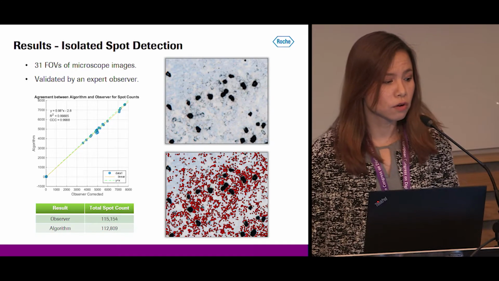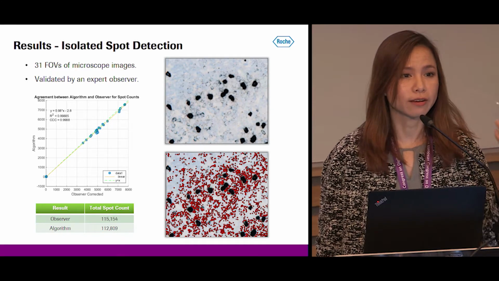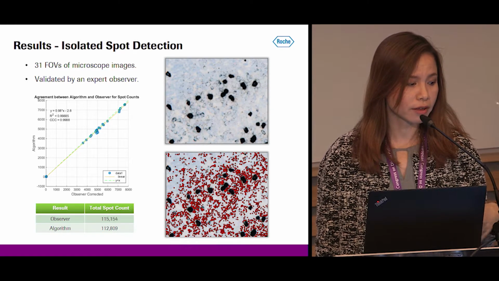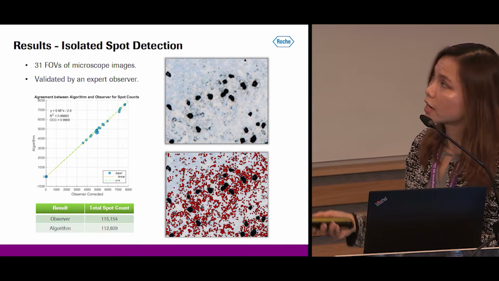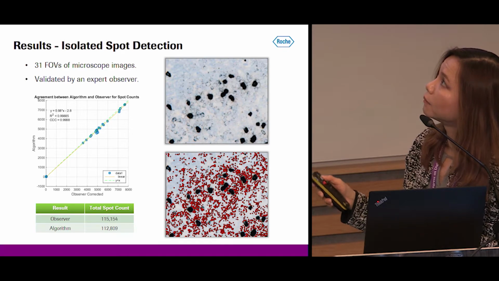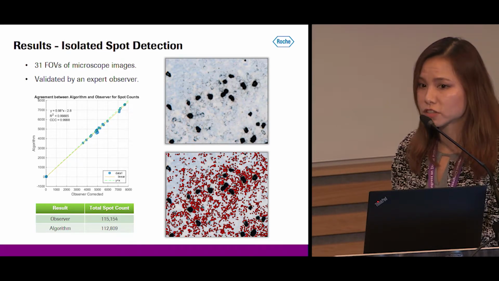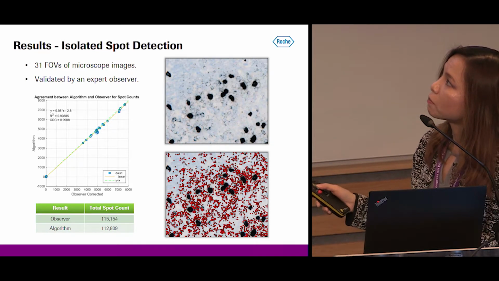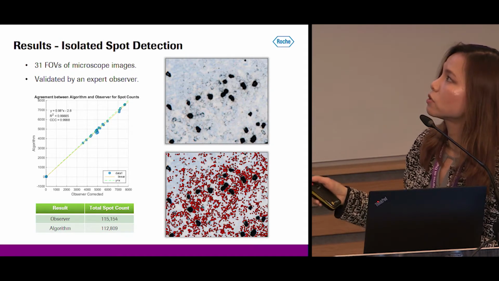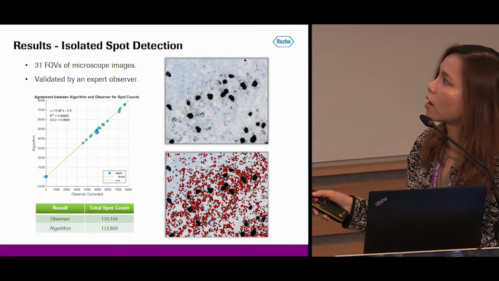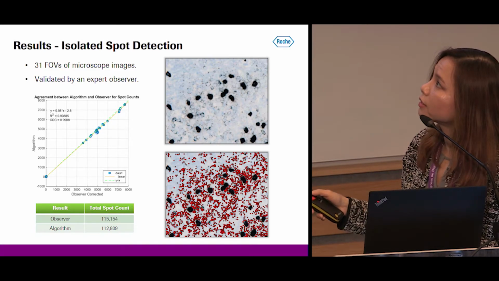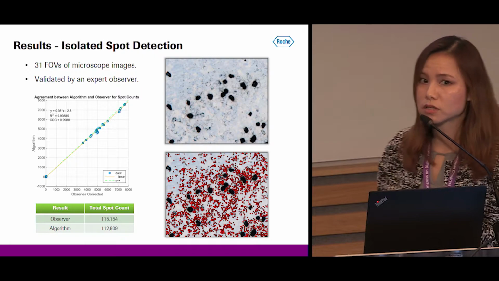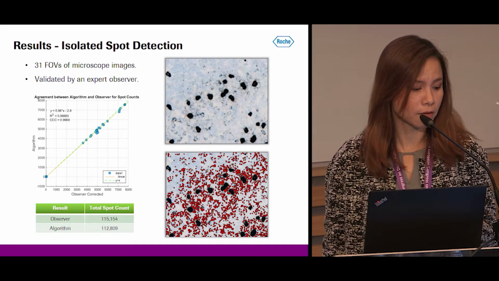And then we also verify the accuracy of our algorithm. We use the 31 FOVs obtained from the 31 slides, having an expert observer verify by comparing the total number of counts reported from the observer and the algorithm. It's shown to be very well correlated with the number of counts in each FOV of the study.